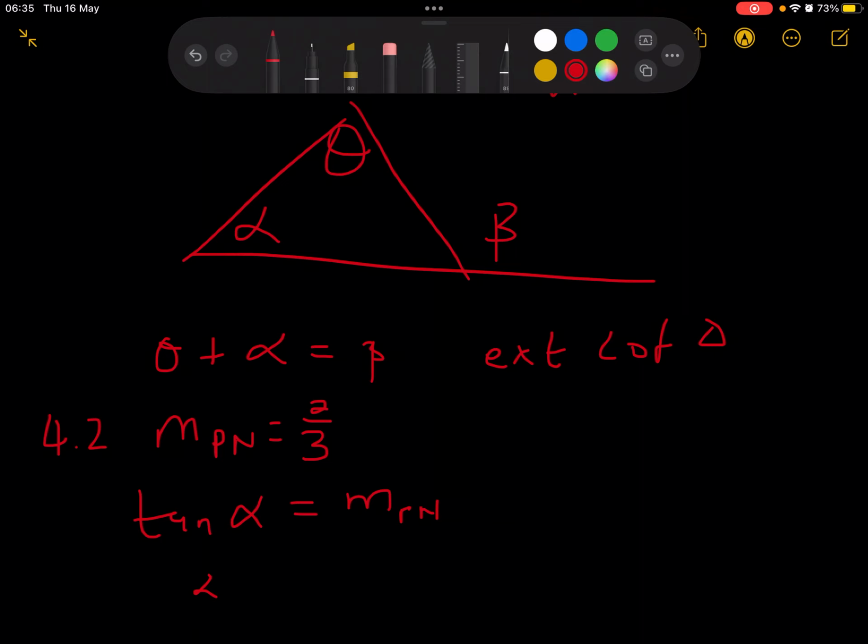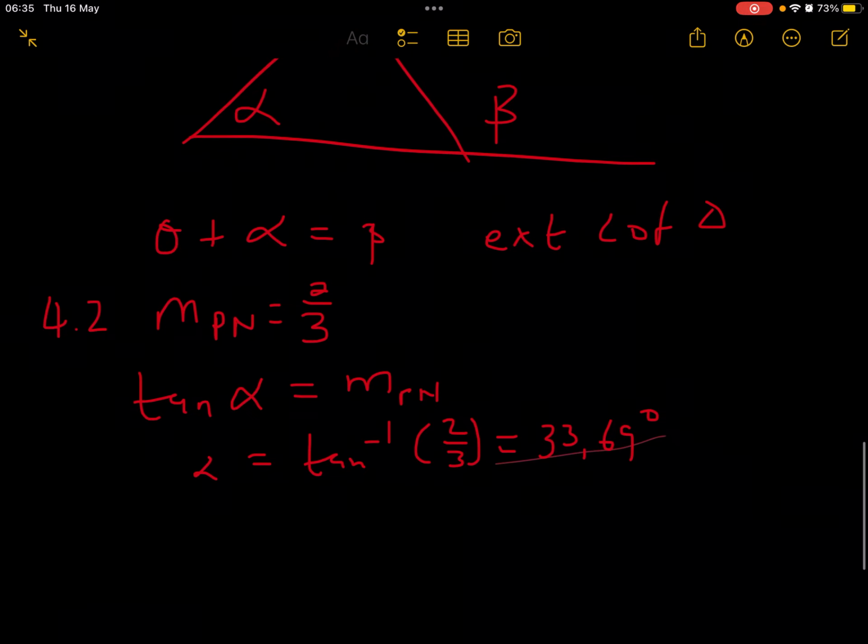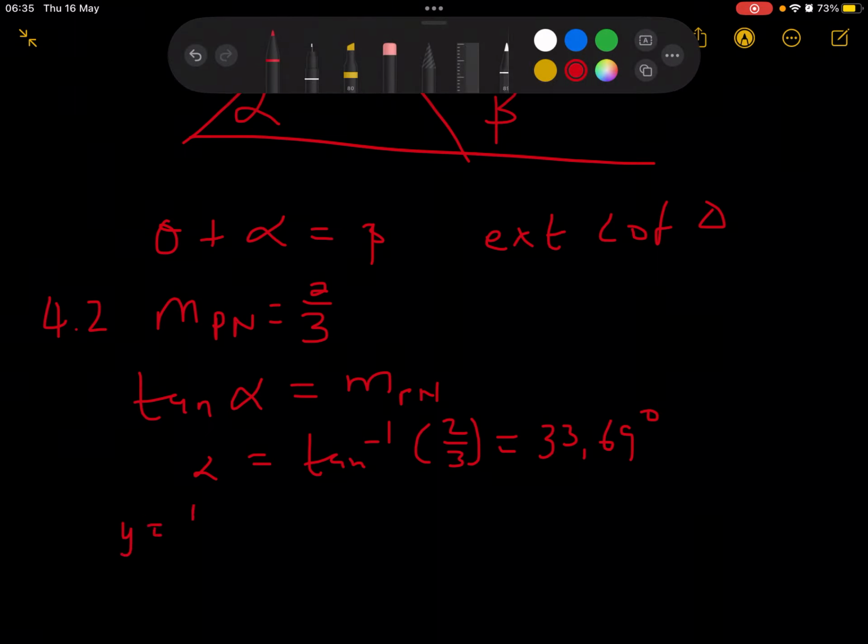Now alpha is equal to arctan of 2 over 3, which is equal to 33.69 degrees. Then we have to get our angle beta, which is from the equation of AR. y is equal to negative 1 over 2x plus 4. Therefore, the gradient of AR is equal to negative half.